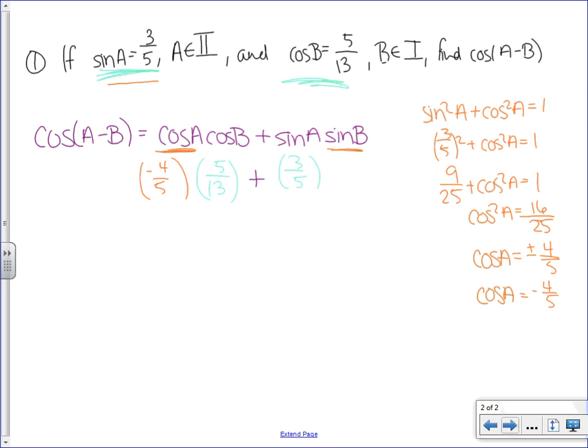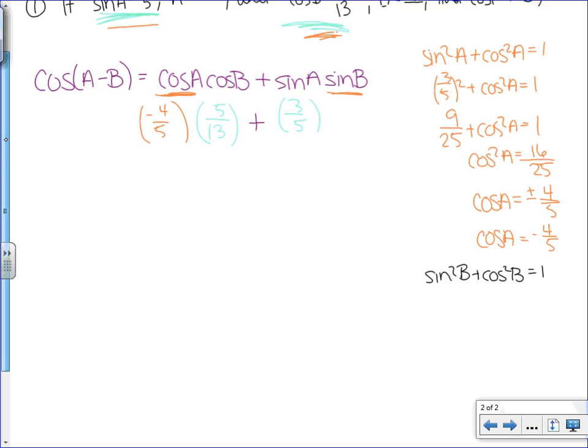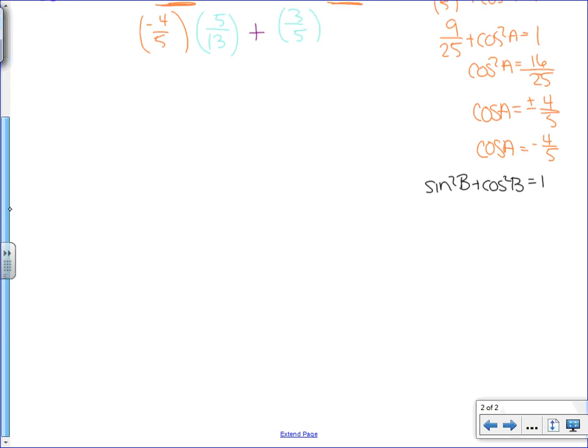Boom. We're going to do the same thing to find the sine of B, because they gave me the cosine of B, so I can use my Pythagorean identity again, this time with B's instead of A's. Alright, and I will do that. I'll extend my happy math land. So I've got sine squared B plus cosine squared B is equal to 1. And they told me that cosine B was 5/13. Okay. So that means I've got 5/13 squared. And that's plus sine squared B. Beautiful.